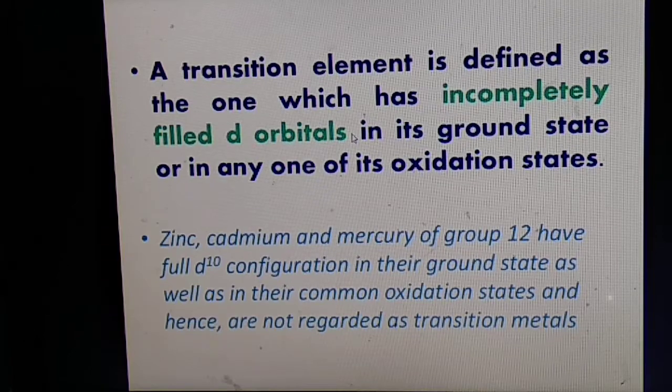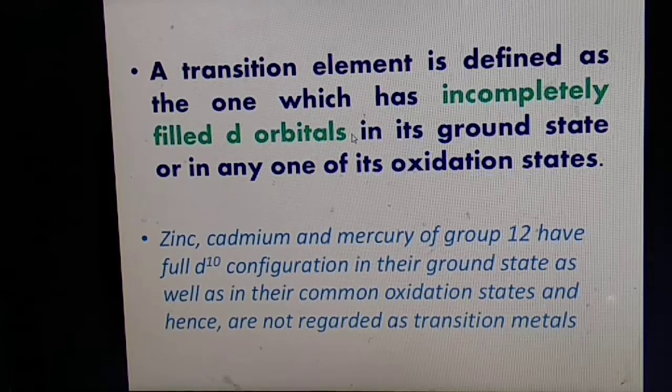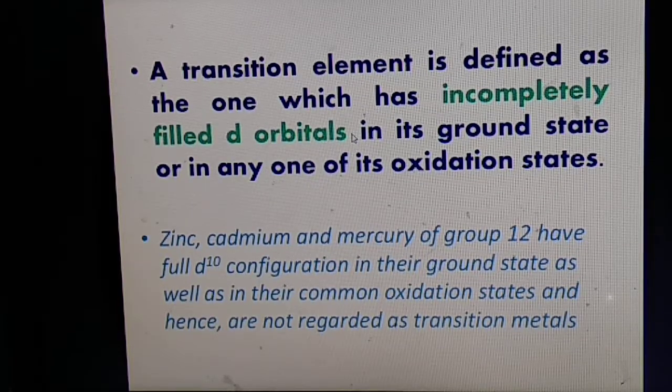Students, frequently the question is coming, why zinc is not considered as the transition element? Then what you have to write? Zinc atomic number is 30. After that you have to write its configuration is argon 3d10 4s2. It has the completely filled d orbital. That's why it is not considered as the transition element. So what is transition element? Incompletely filled d orbital element is known as the transition element.